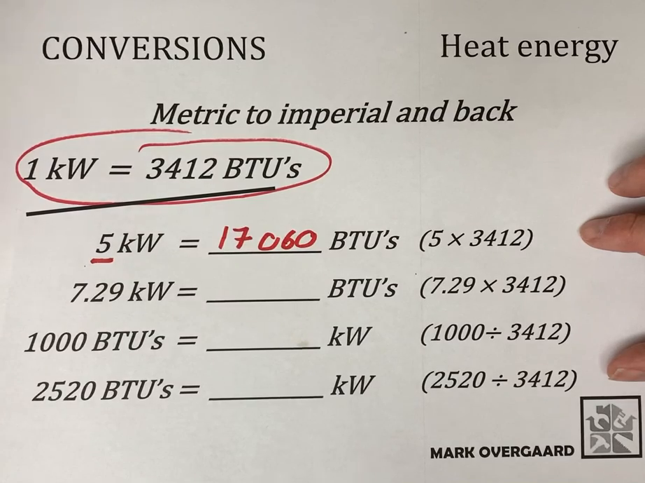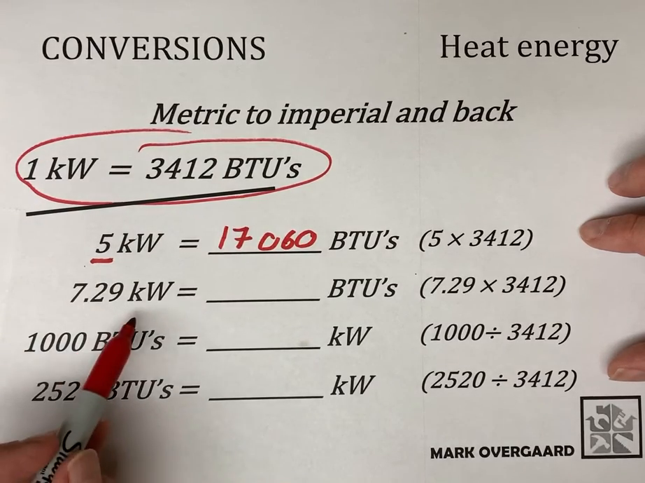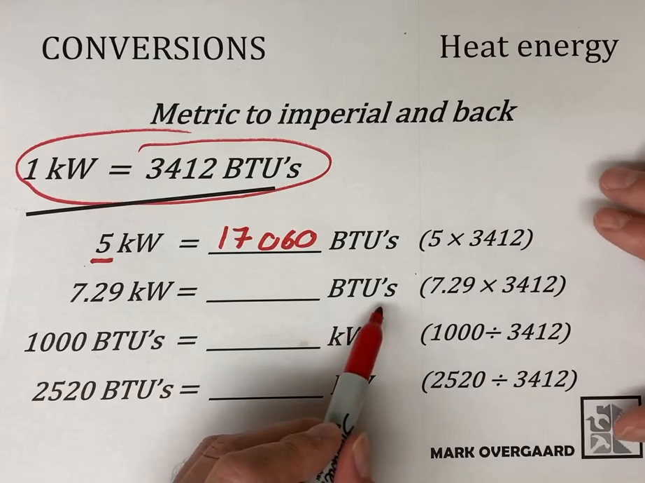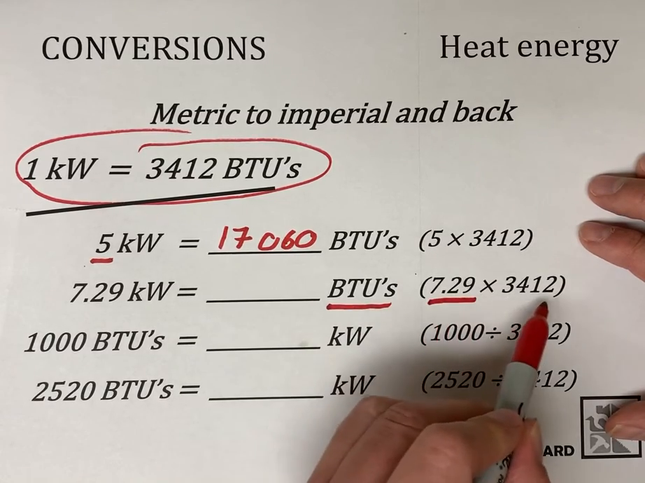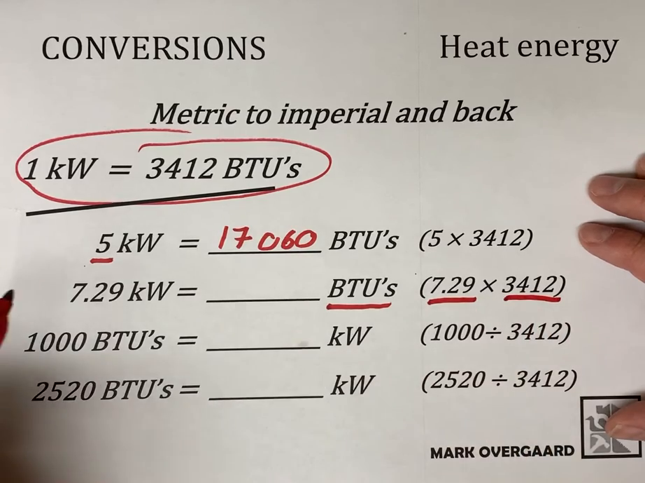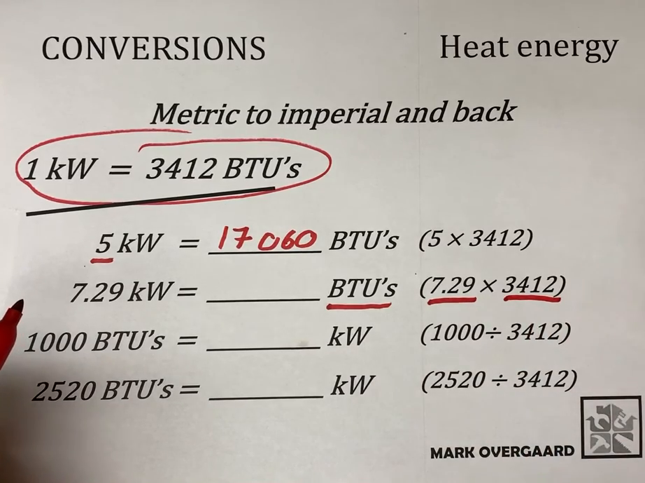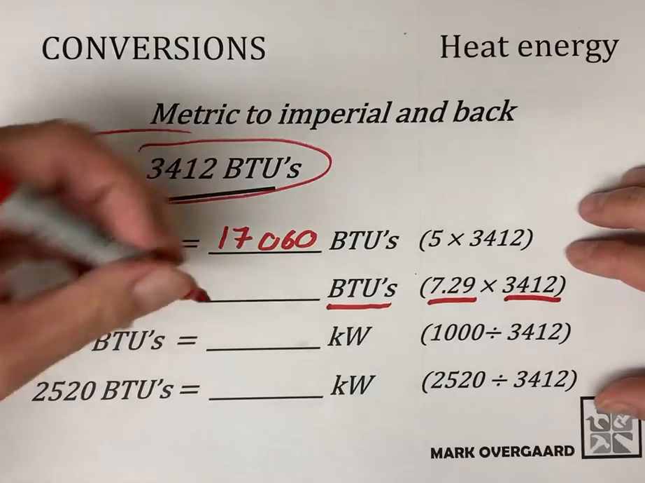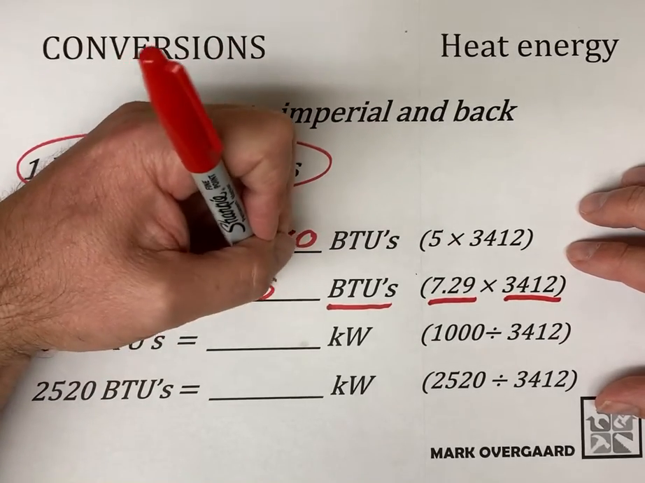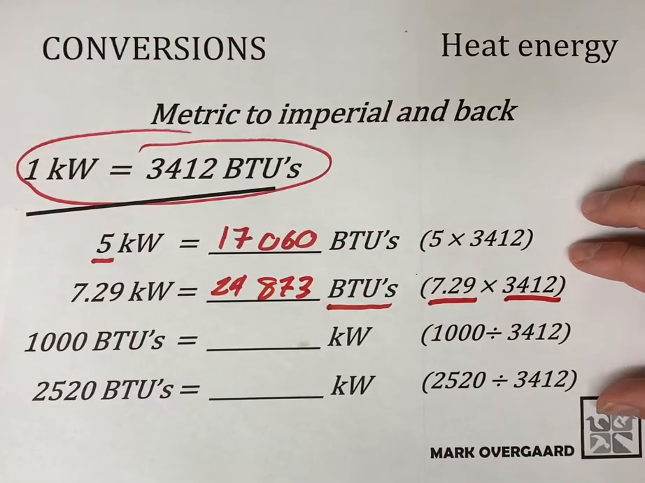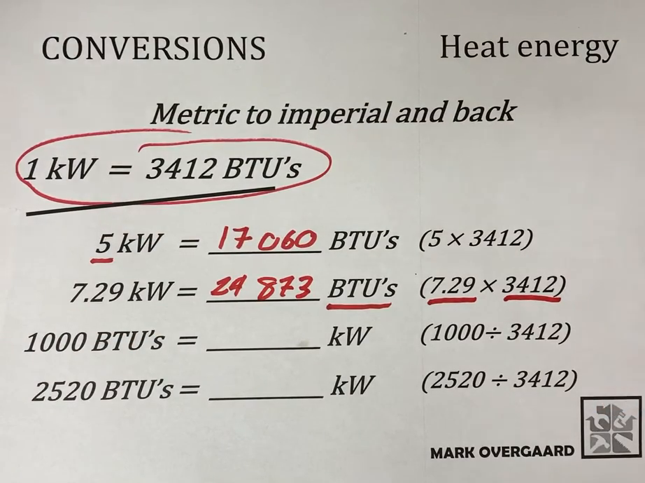BTUs. Same thing with the second one, 7.29 kilowatts. We want to change that into BTUs. Well, we take the number of kilowatts we have and multiply it once again by 3,412, the number of BTUs in a kilowatt. And we end up with 24,873.